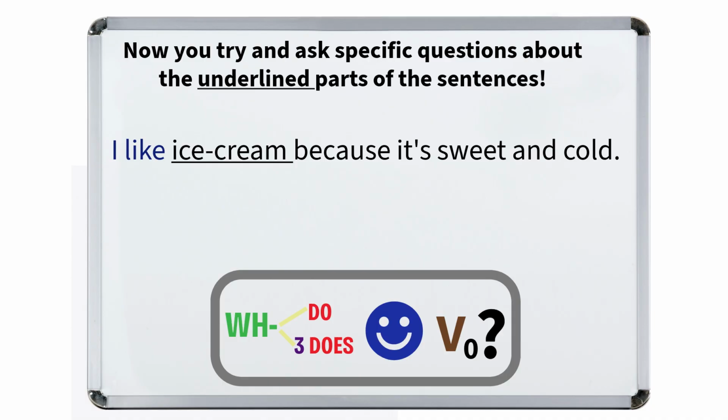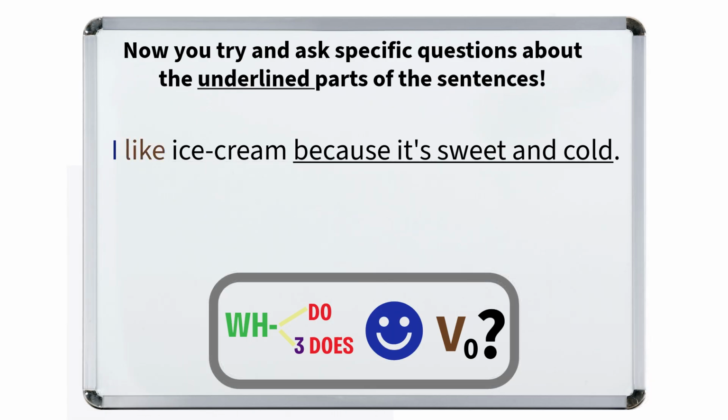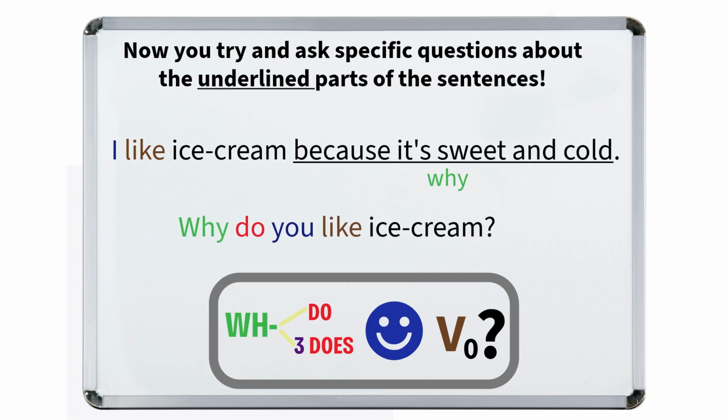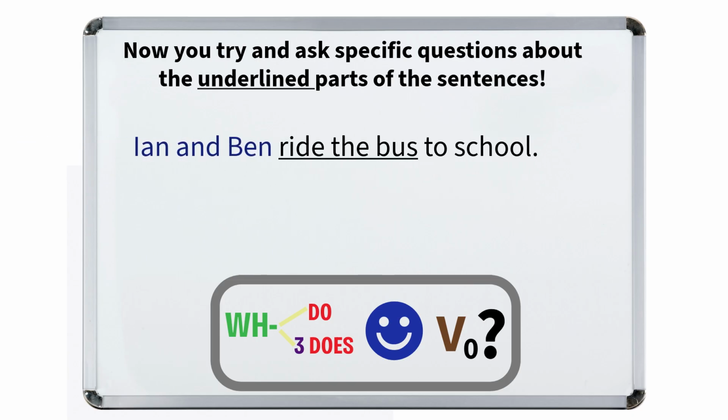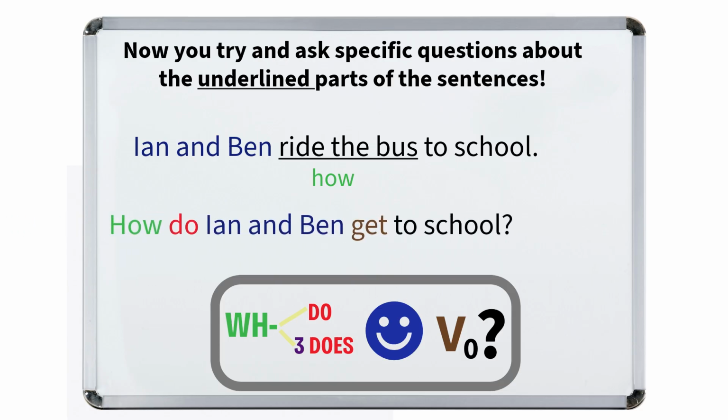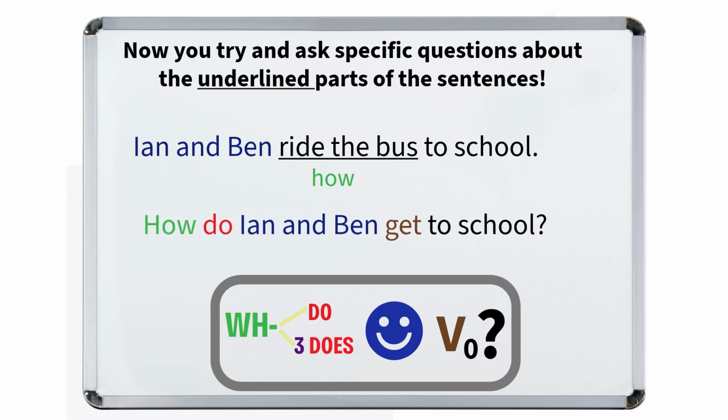I like ice cream because it's sweet and cold. Ice cream. What? What do you like? I like ice cream because it's sweet and cold. Because. Why? Why do you like ice cream? Ian and Ben ride the bus to school. Ride the bus. How? How do Ian and Ben get to school?